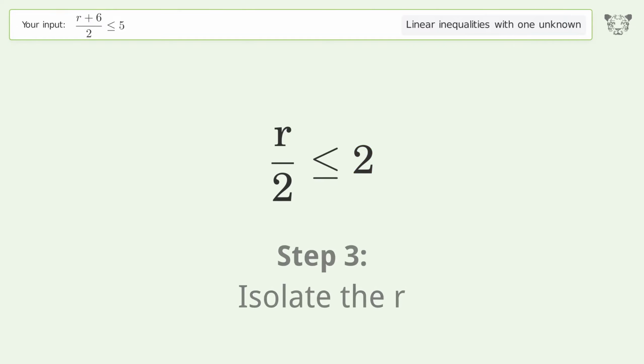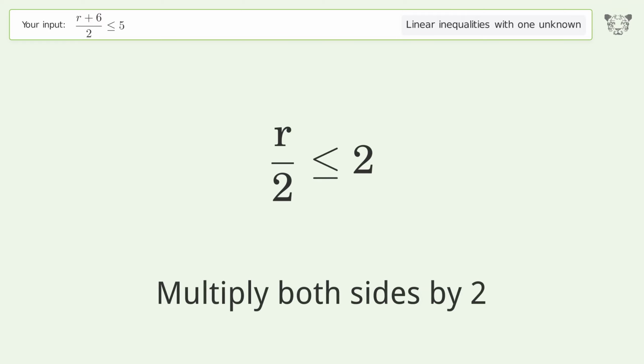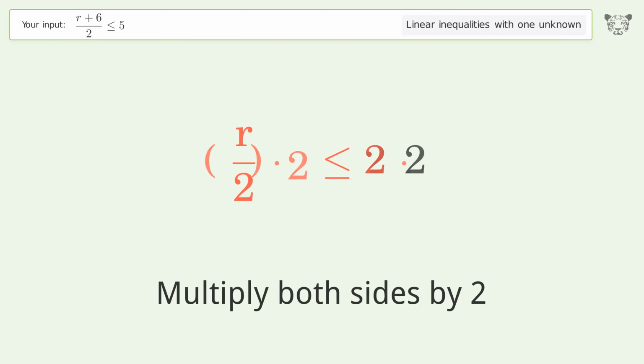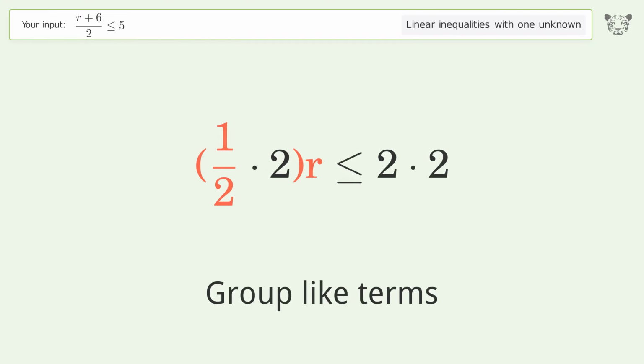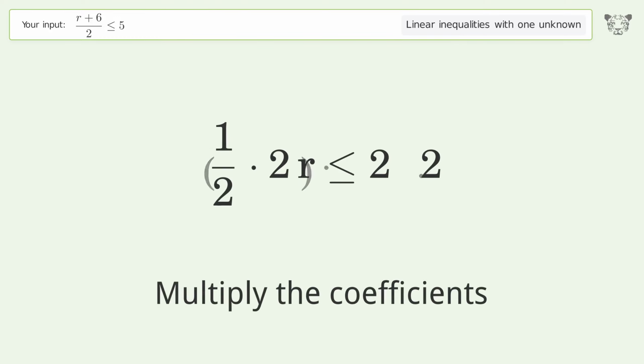Isolate the r. Multiply both sides by 2. Group like terms. Multiply the coefficients.